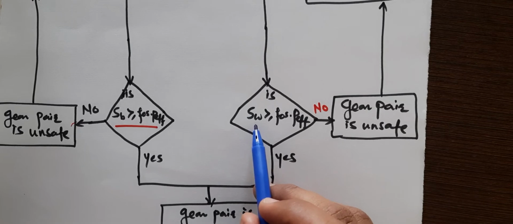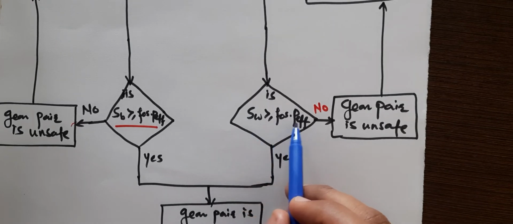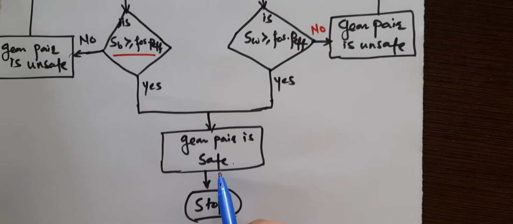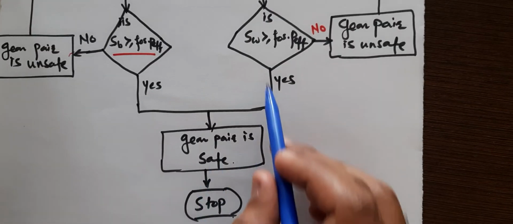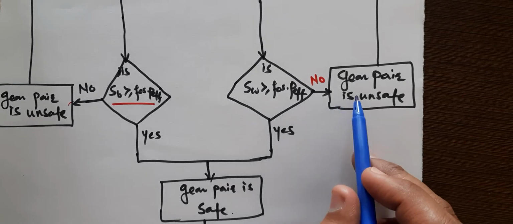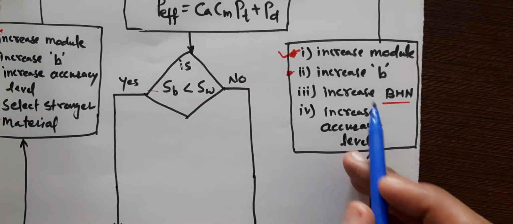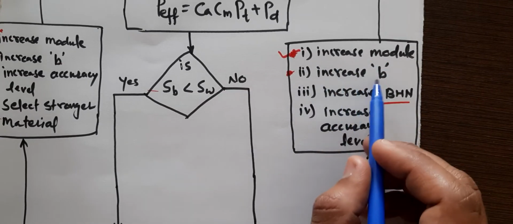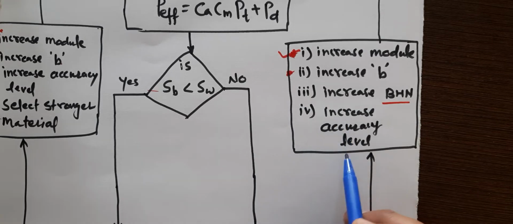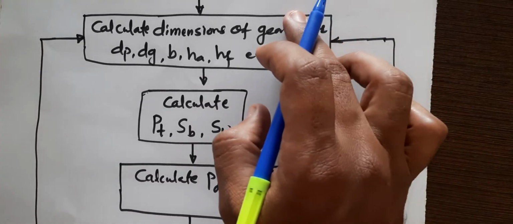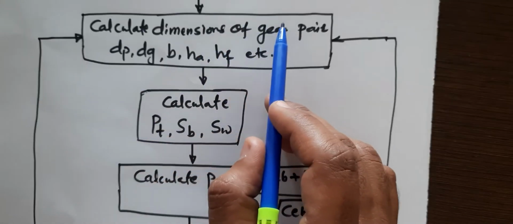Our condition for safety is SW should be greater than or equal to factor of safety into P effective. Now if it is yes, then your design pair is safe and we have to stop. In this case it is no. So when the design is unsafe, we need to modify the design. We have some options like increase module, increase face width, increase BHN, or increase accuracy level. And again you have to go here, and calculate the dimensions of the gear pair.